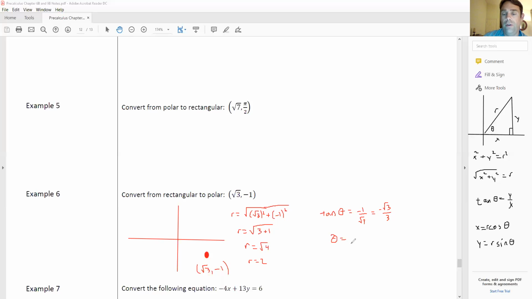So that occurs at 5 pi over 6 and 11 pi over 6. Now we can look at our point to figure out which one we actually want. It's in quadrant 4, so that means we are going to use 11 pi over 6. Dealing with that then, friends, that means this point right here is the same thing in polar form as (2, 11 pi over 6).